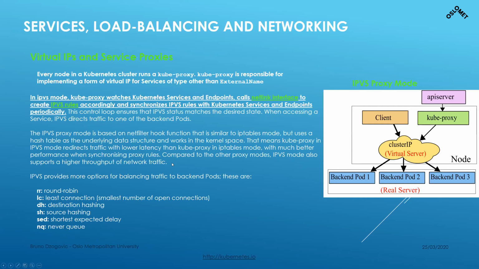So yeah, there are lots of ways that we can configure this. Round robin is the default, and most likely we will not touch this because this is the default state that it works in. But you can change it to least connection, destination hashing, source hashing, shortest expected delay, never queue algorithm, and you can really try. And I think IPVS will offer you the best performance.